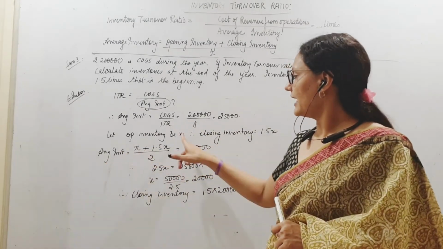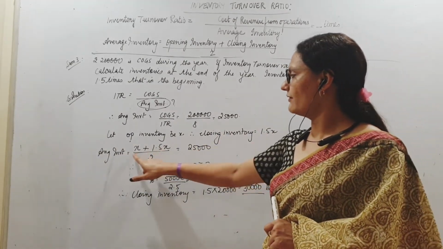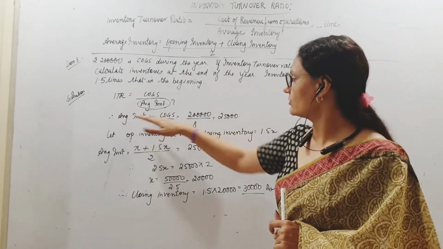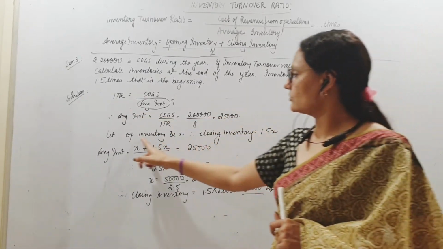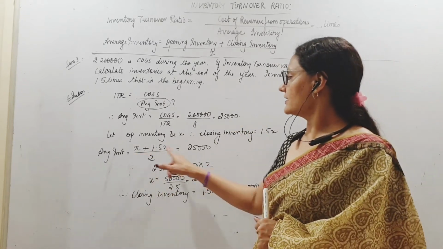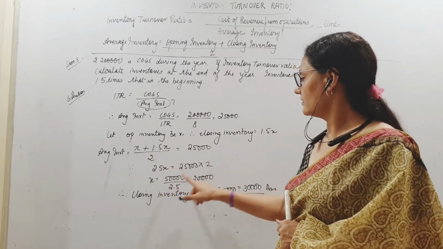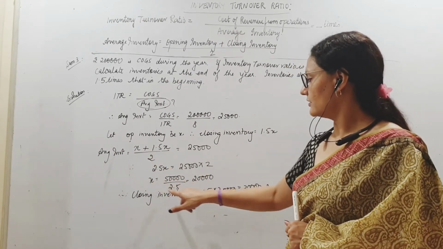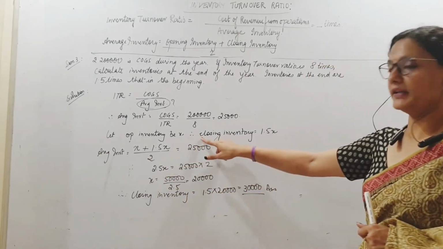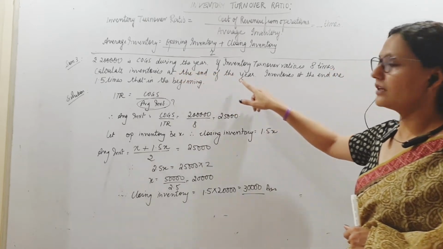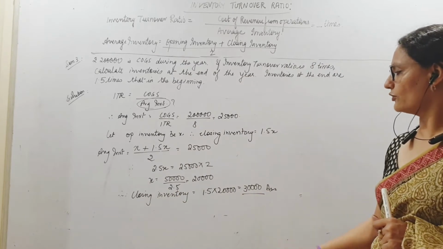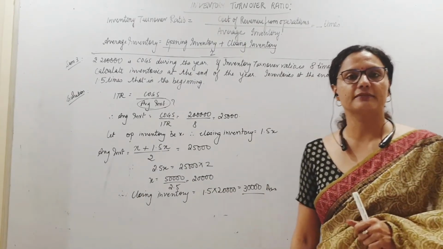So average inventory, x opening plus 1.5x closing, divided by 2, equal to 25,000, because this 25,000 we have found out from here. We just need to solve this equation and get x. That is, opening and closing we will get from there. So this becomes 2.5x. 2 goes here. This becomes 50,000. 2.5 comes here and this becomes 20,000. So x is what? Opening inventory. But you have been asked to find out inventory at the end. So please read the sum well. Closing inventory is 1.5 times of opening. 30,000 is your closing inventory.